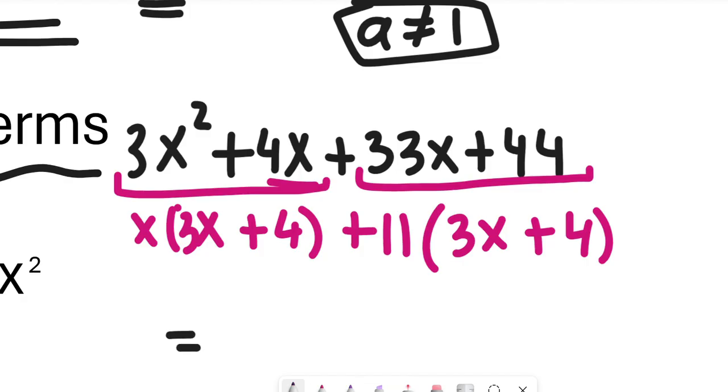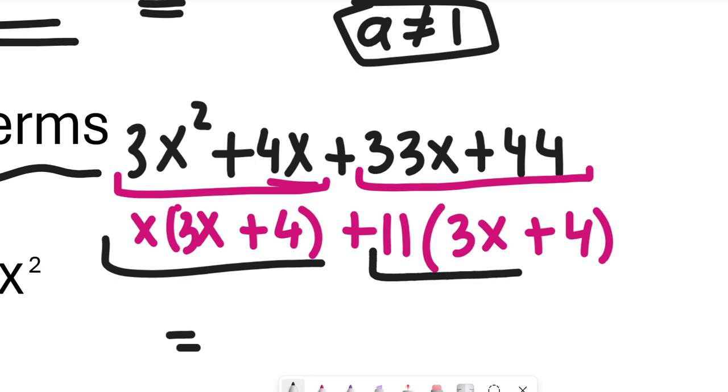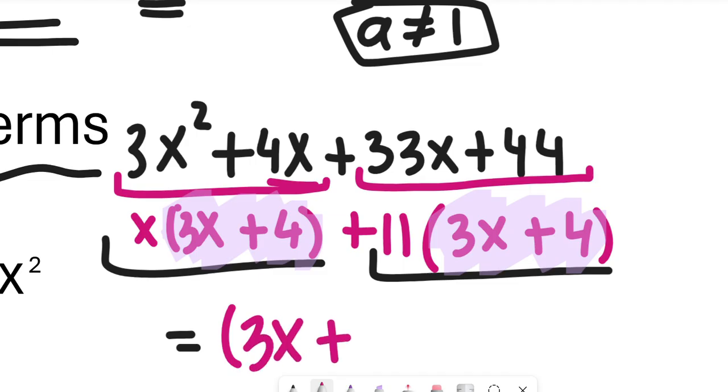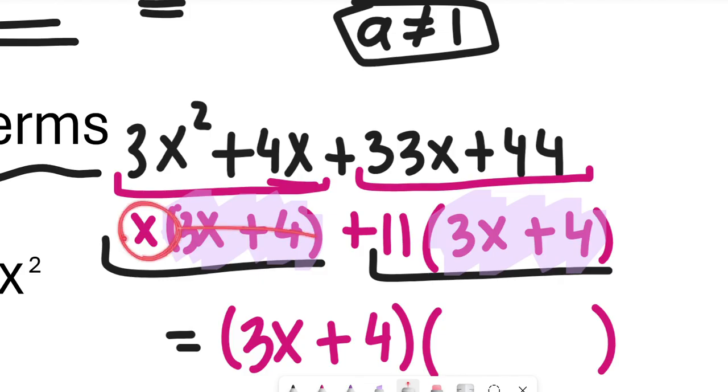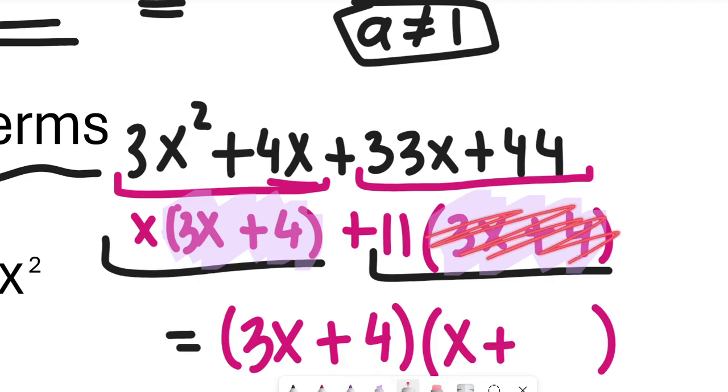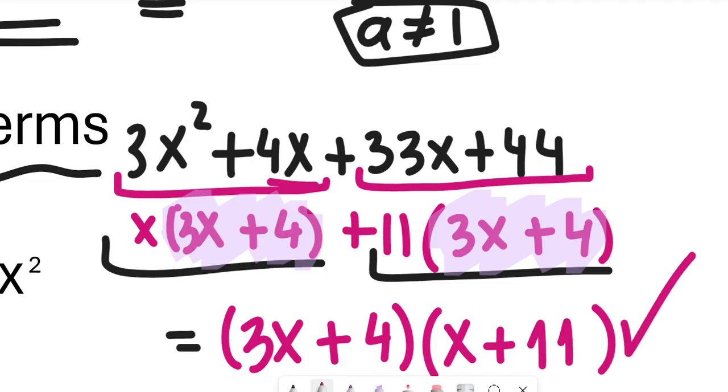Finally, if we look at the left side and the right side, what they have in common is 3x minus 4 and 3x minus 4, which means 3x, not minus, sorry, but plus 4. 3x plus 4 goes out. When 3x plus 4 goes out from the first one, what's left is x only. When it goes out from the second one, what's left is 11. And that's it. We have factored it properly.